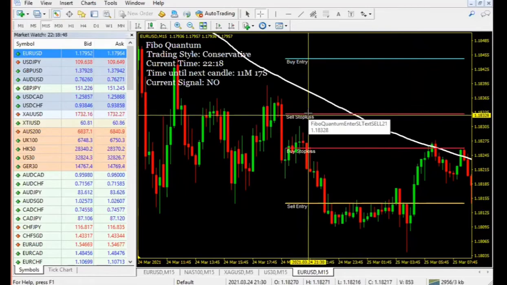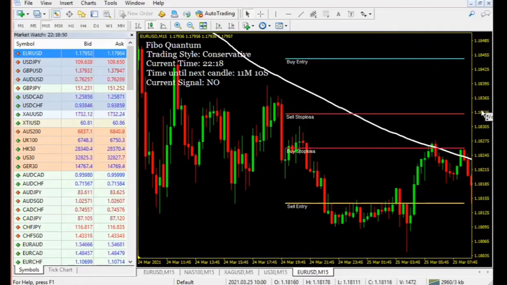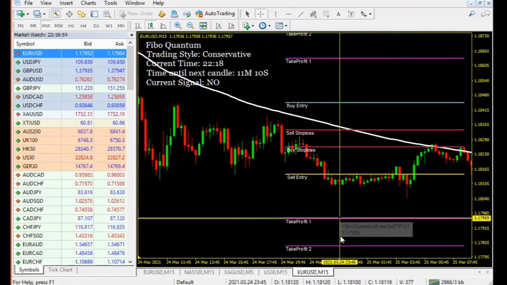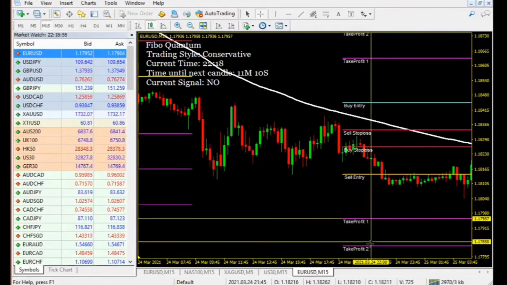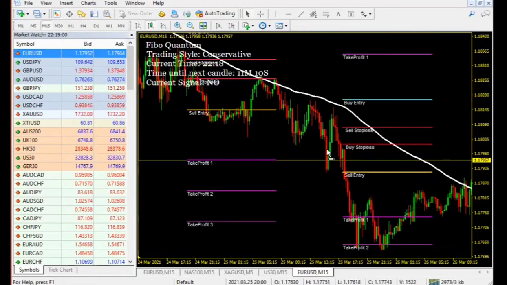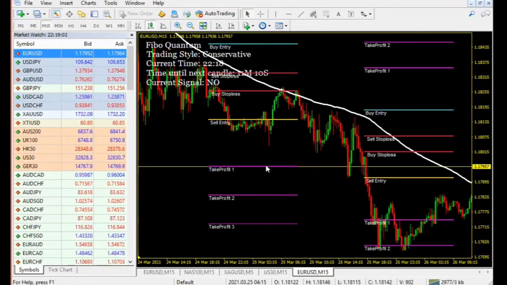It recommends a stop loss for you. So you put it where it says sell stop loss if you're selling. And then where do you put your take profit? You put your take profit where it says take profit 1, 2, or 3. All right. Let me just zoom out a little bit so you can see what I'm talking about. It's like take profit 1, 2, or 3.